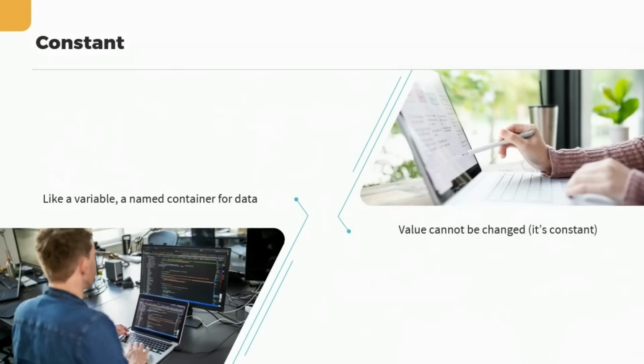Now, as you might imagine, a constant is effectively the opposite of a variable. It's still a named container for holding data, but its value is predetermined and cannot be changed during normal execution. Constants are sometimes also referred to as literals in some languages.